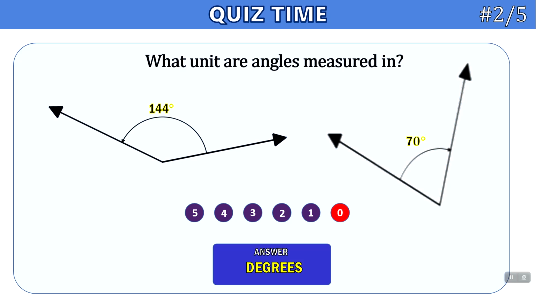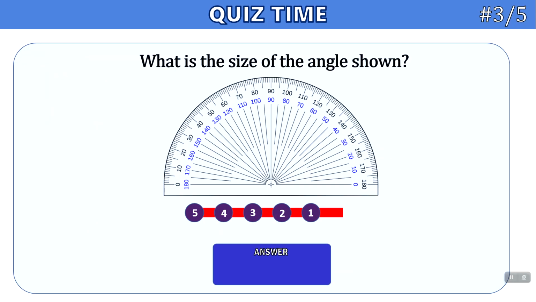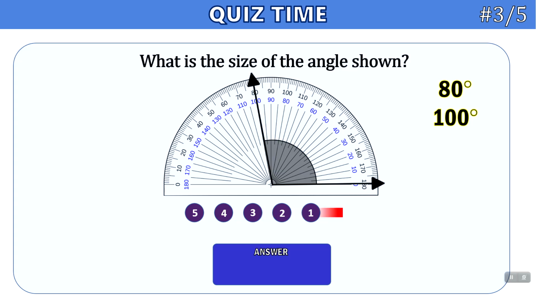In this slide, we can see 144 degrees and 70 degrees. Question 3. What is the size of the angle shown? Is it 80 degrees or 100 degrees? You have 5 seconds. Time's up. The answer is 100 degrees. We can see that the right ray starts at 0, which is the inside scale, the blue scale, and it goes all the way around to the other ray, which lands at 100. We also can see that this is a little bit bigger than a right angle, which looks like an L. Because of that, it has to be bigger than 90, and therefore this is 100 degrees.